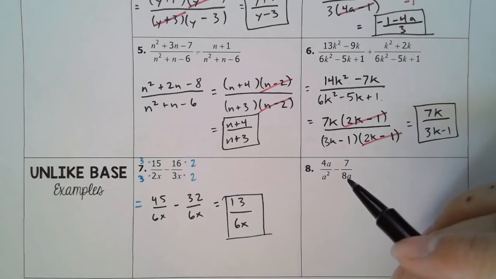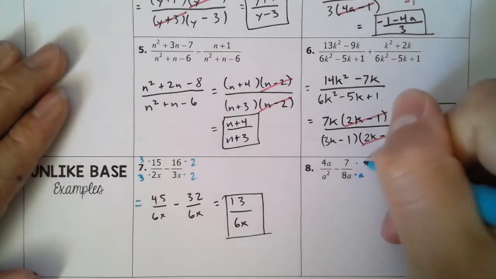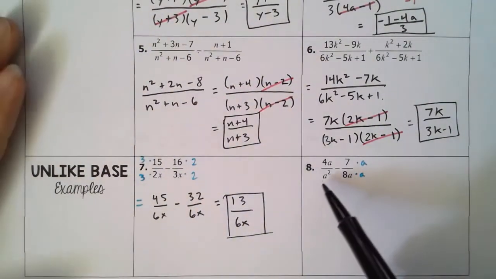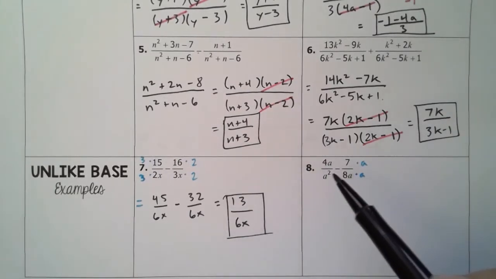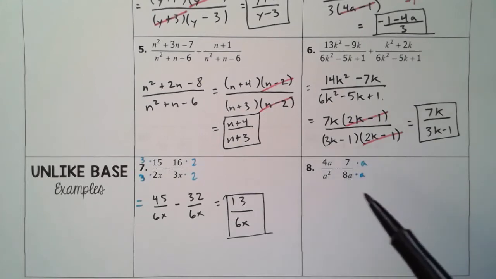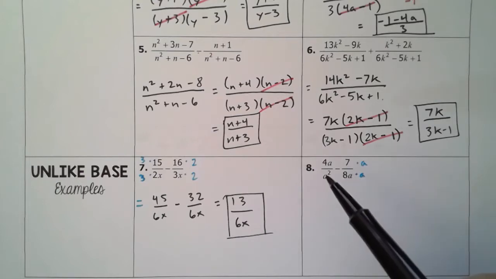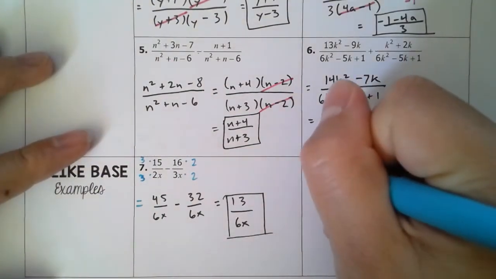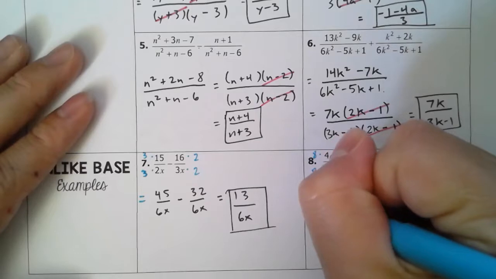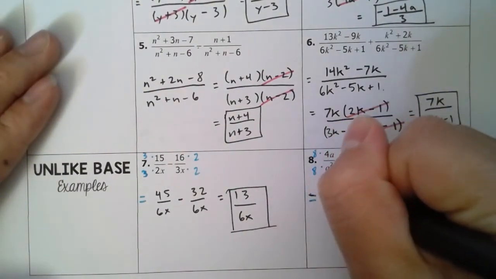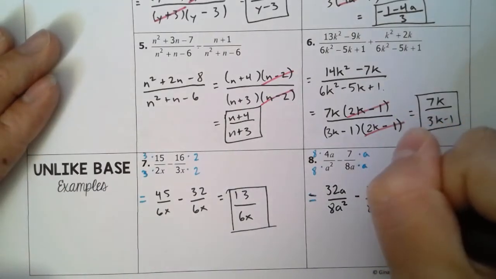For the next one, okay, you have a squared and you have a there, so what you're going to have to do is multiply this fraction here by a, so you could get a squared, because that would be the least common denominator between a squared and a. Then for the first fraction here, you have 8, right? If you're gonna have 8a squared here, you're gonna multiply this one by 8. So this one goes by 8 and 8. You're gonna get 32a over 8a squared minus 7a over 8a squared.